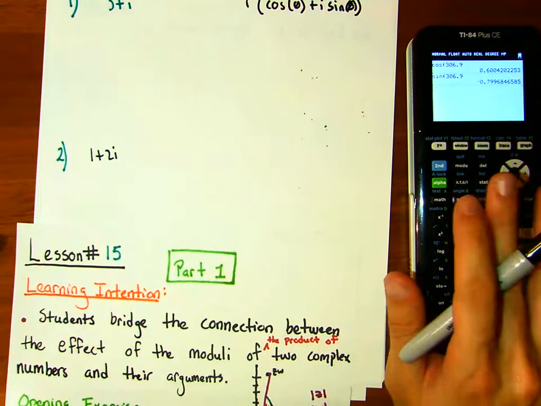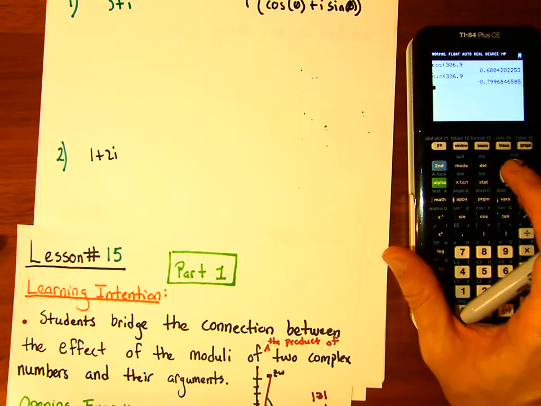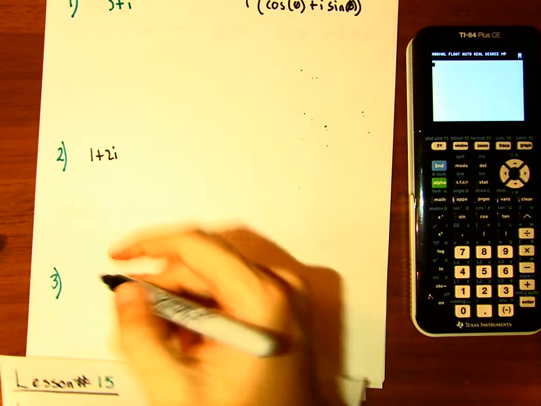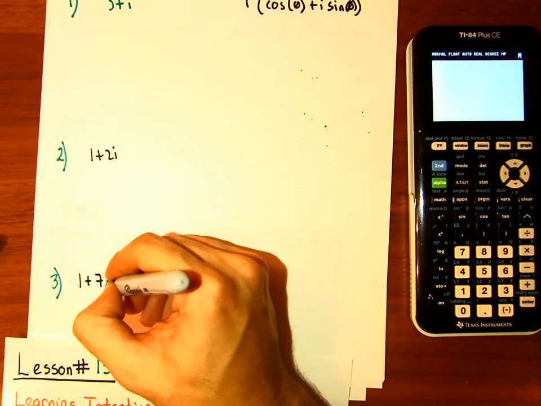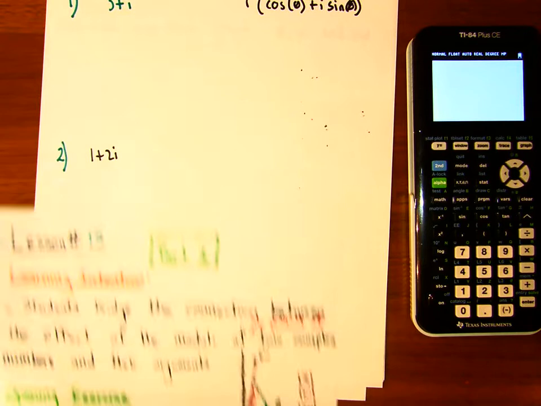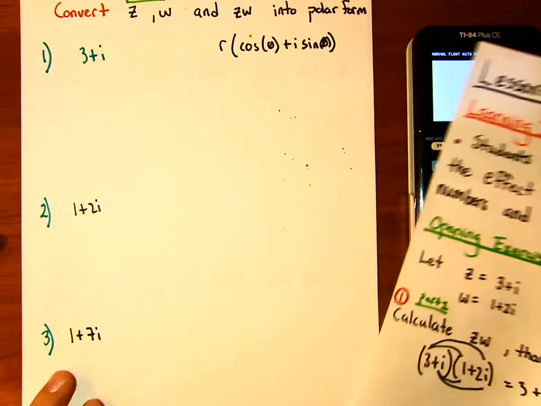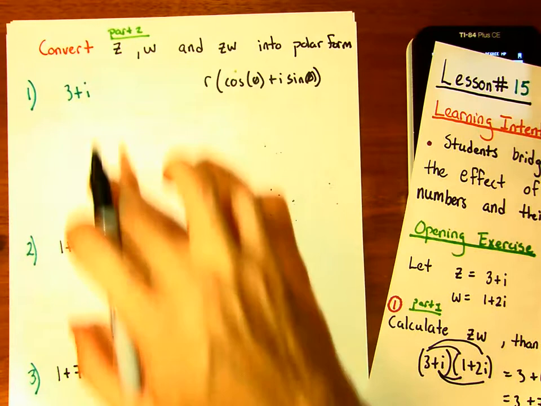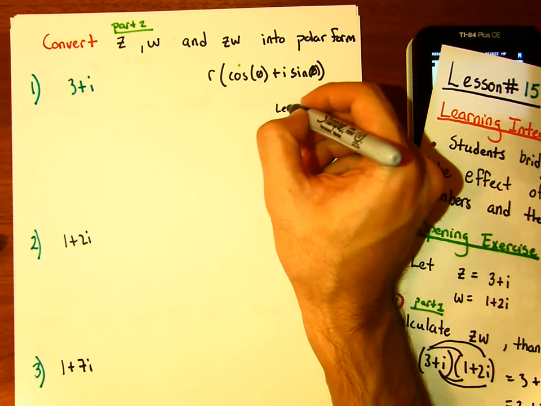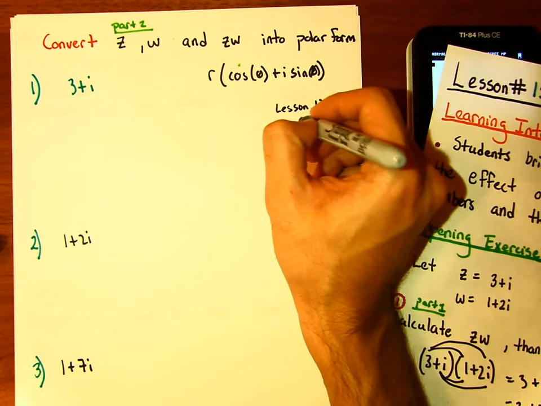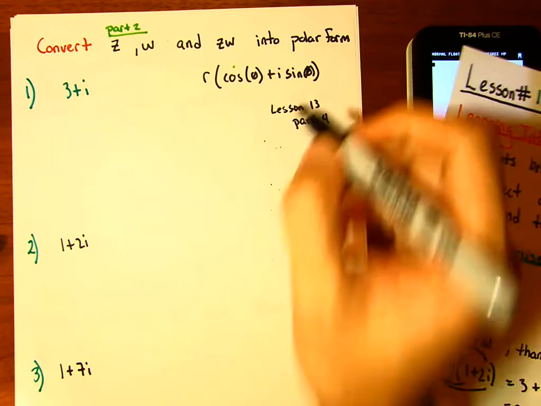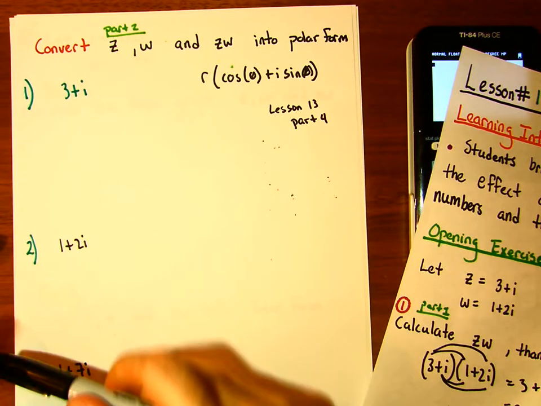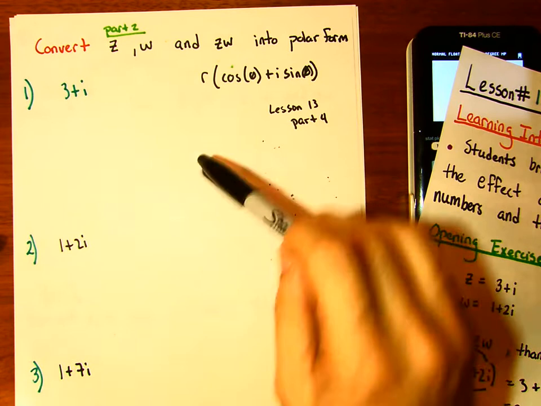And we will need the calculator for this because our angles won't look like the nice triangles that we have. And let's also do it for 1 plus 7i. Okay? So try and do it by yourself. And if you feel lost, remember we did this in lesson 13, part 4. So if you feel like, oh, I need to review how to do this, just watch that lesson. But if you want to see how it's done with me, let's do it together.